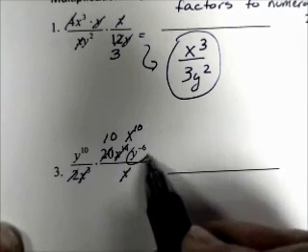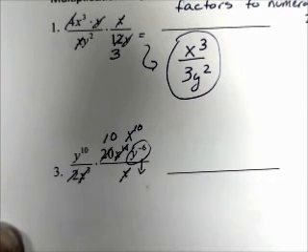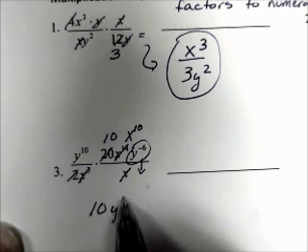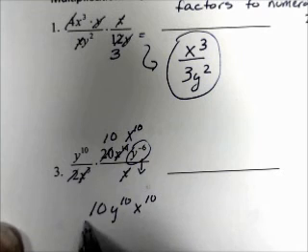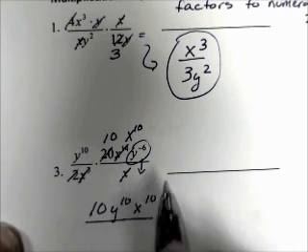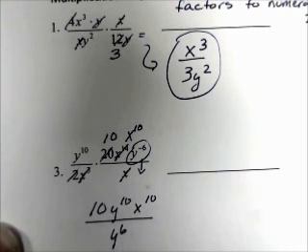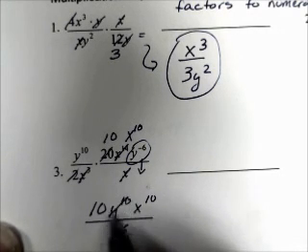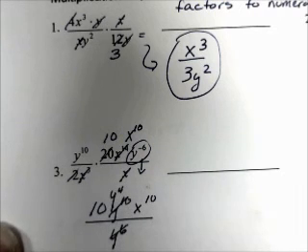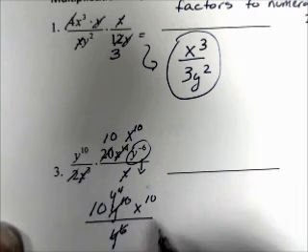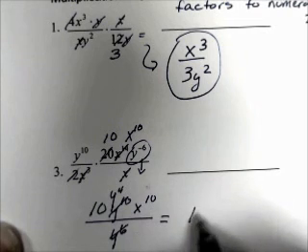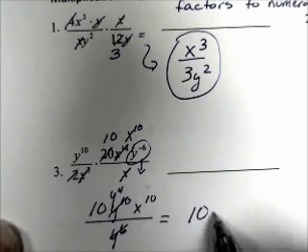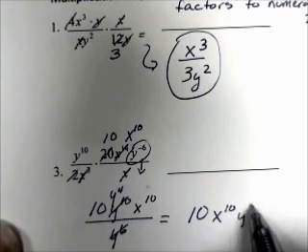If I bring the y to the negative 6 down into the denominator, I have 10 y to the 10th, x to the 10th, over y to the 6th. And the y to the 6th and the y to the 10th reduce, leaving us with y to the 4th. So our answer is 10. I'm just going to write it alphabetically. It's standard to write the x before the y. x to the 10th, y to the 4th.